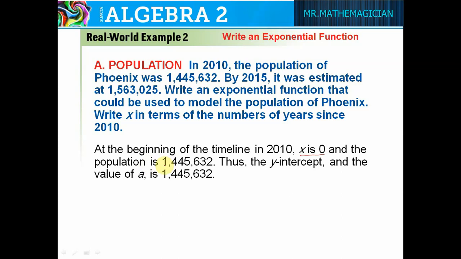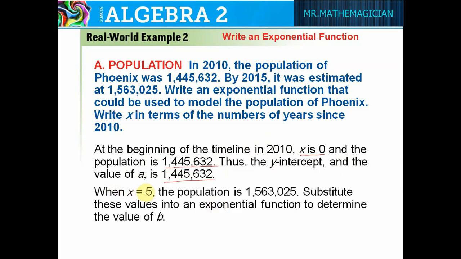And the population was, in this case, 1,445,632. Thus, the y-intercept and the value of a is this one, exactly at 2010. When x is equal to 5, by 2015, the population is 1,563,025. Substitute these values into an exponential function to determine the value of b.